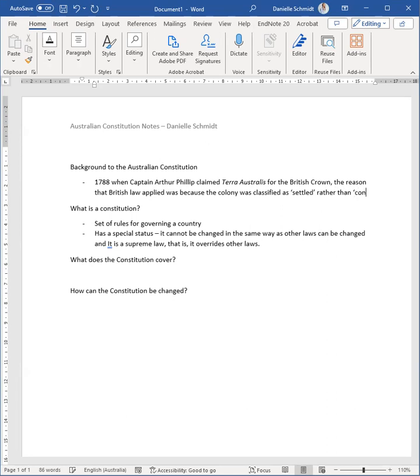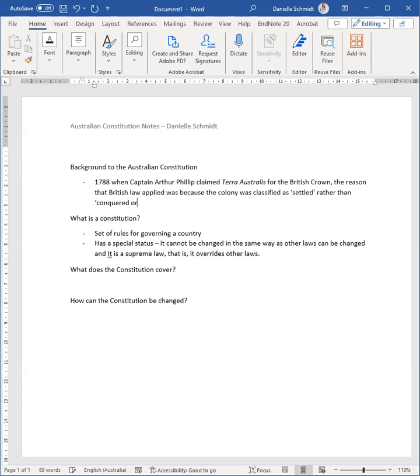rather than conquered or ceded. And that's a debate for another day. We're not getting into that. We're just keeping the facts on the Australian Constitution. So I do note this though, because this classification was crucial as it was the basis upon which the recognition or otherwise of the Indigenous people was decided.